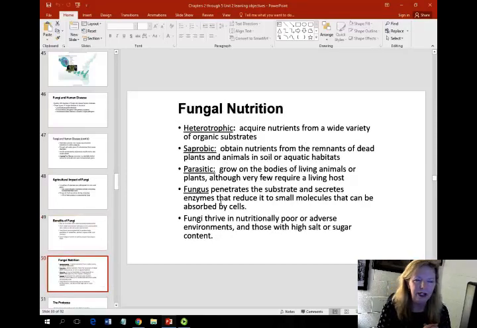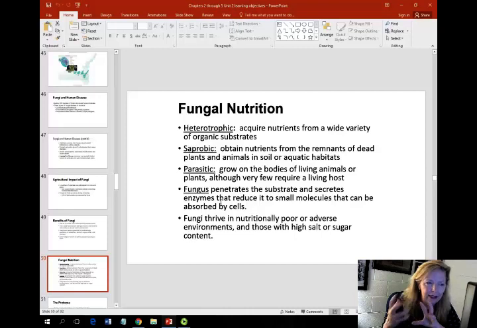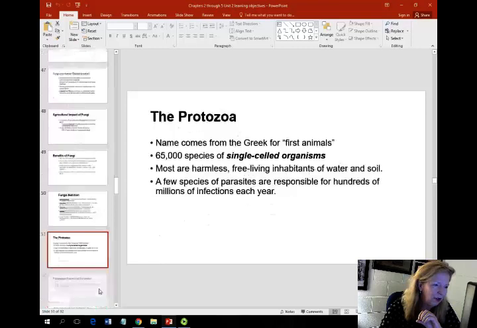Saprobe, I do want you to understand what the term saprobe means. Fungi are perfect examples of saprobes. They get their nutrients from dead plants and animals. The way fungi do this is they excrete a digestive enzyme while lying on the dead matter. This enzyme dissolves the nutrients, and then they literally suck it back in. So that's what a saprobe is. They're heterotrophic in that they require nutrients from many different organic sources, and they can be parasitic in that they can grow on living hosts as well. So this is how fungi get their nutrients.